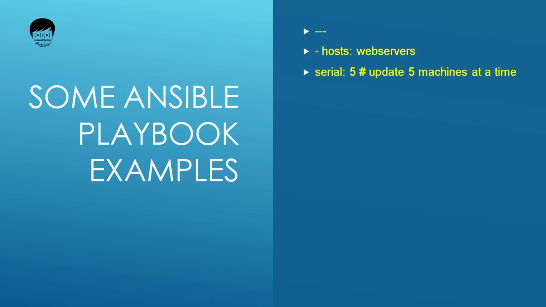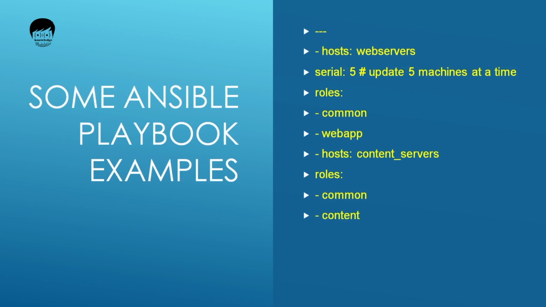Then serial 5. Here we can mention the maximum number of systems we can configure, or make changes to, at a time. Otherwise, we can just push these packages to all of our group. So inside that group, if there are n number of systems, it will directly affect all n systems. Then roles, then common, web app, host, again common, content. So these are some examples of writing playbooks.